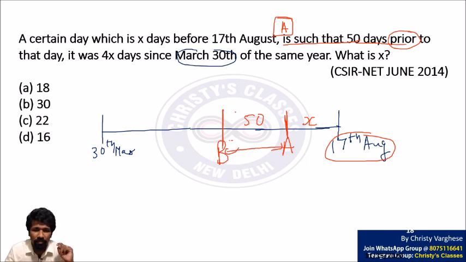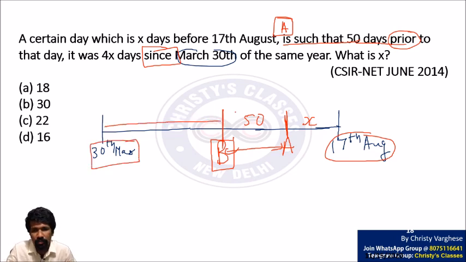It was, meaning the day B was 4x days since March 30th. Since means after. Since, hence, those kinds of words when you see in a question, understand it is after. Prior means before. It was 4x days since March 30th. That means it is 4x days after March 30th. So this is going to be 4x.